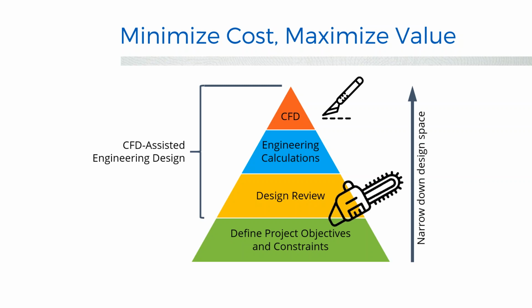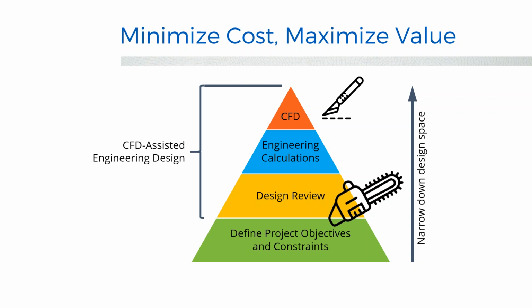So, to give an analogy, if you begin with a design review, it's like applying a chainsaw to our design space. A chainsaw is a fairly coarse tool, but you can use it to lop off large sections of your design space as either unfeasible or not conditions that will drive the design.